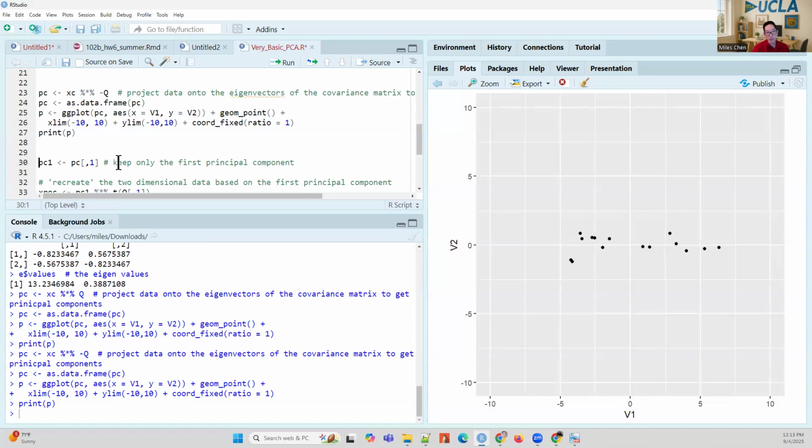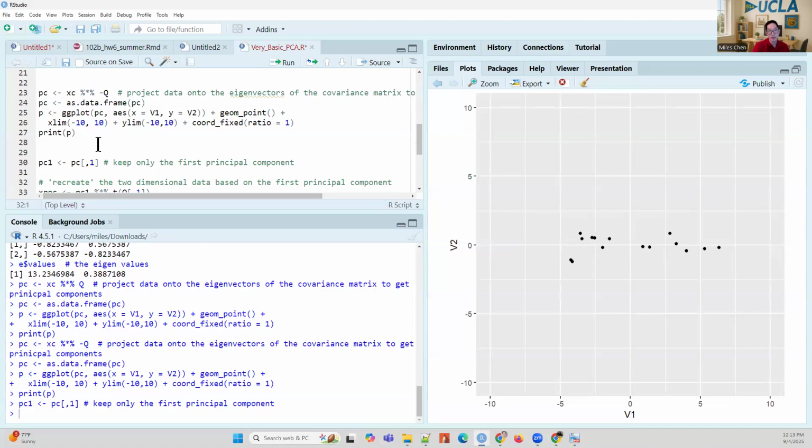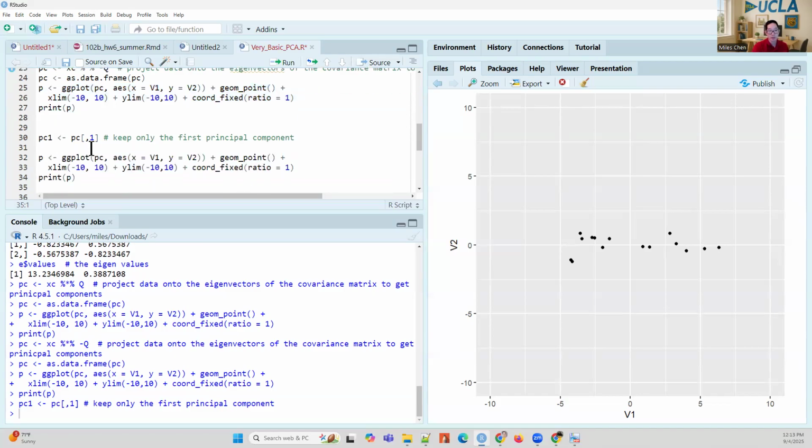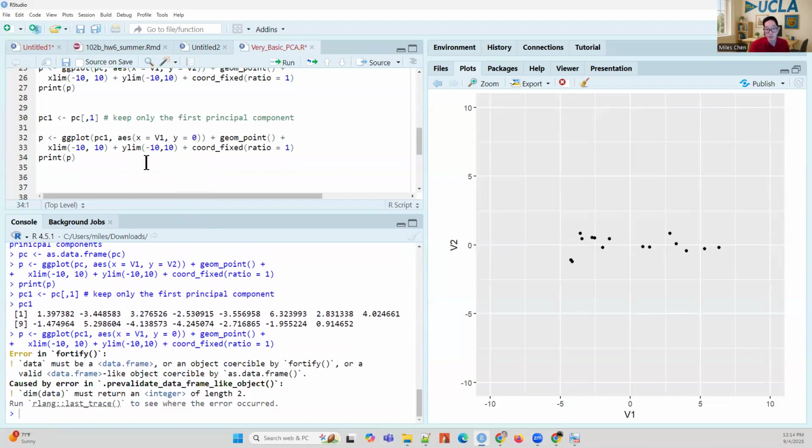And if I keep only the first principal component, and I plot this, let me see PC1. Let me just set the axis to be 0 here.